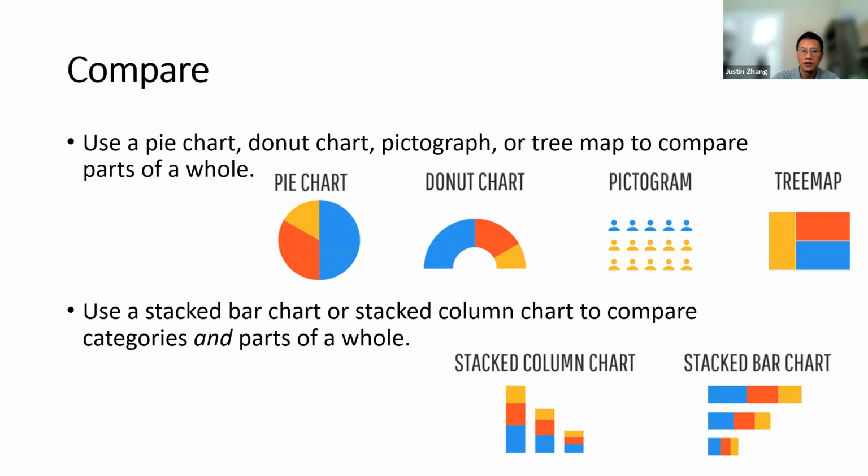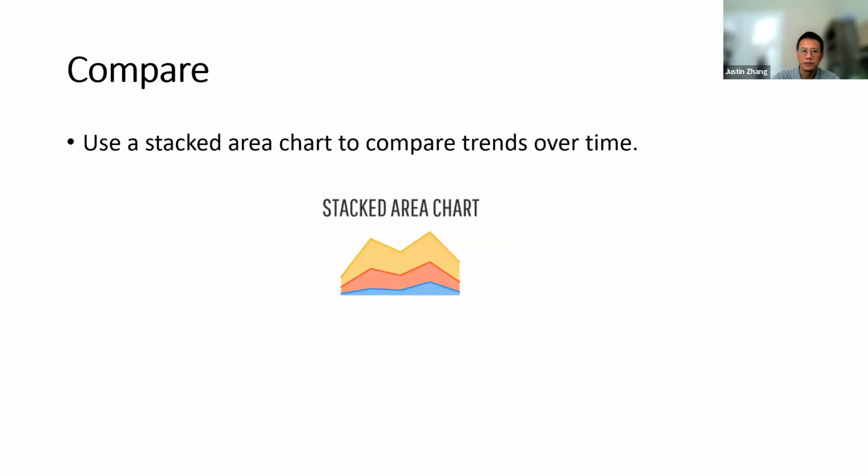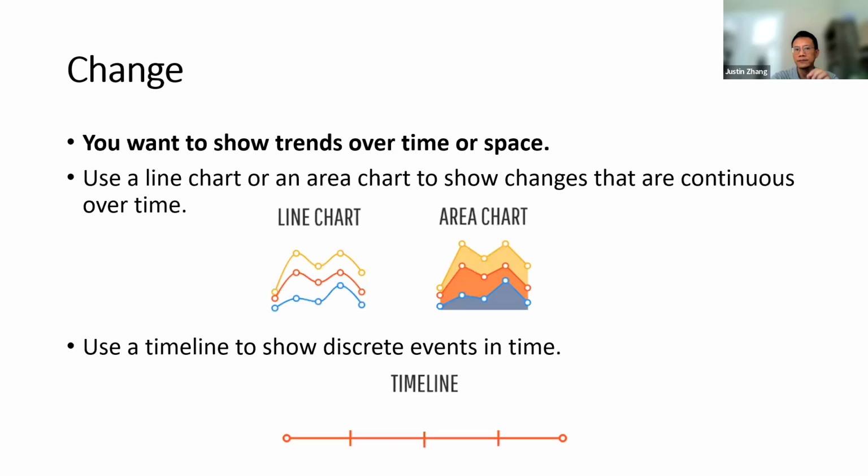So even pie charts and donut charts can sometimes be used. Tree maps, stacked bar charts, or stacked column charts can also be used to compare categories. Stacked area charts can also be used to compare trends over time. Change is used to show trends over time or space. So a line chart, area chart, or timeline can all be used.